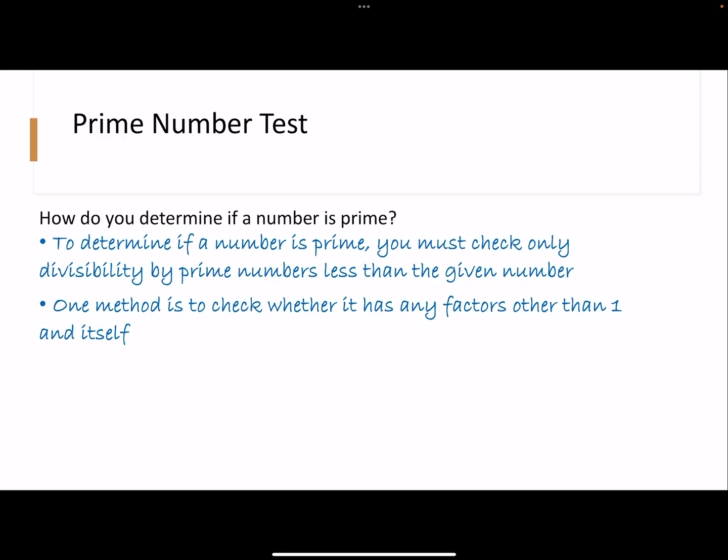Another method is just to make sure that it doesn't have any other factors other than 1 and itself. And again, here we're going to be applying some divisibility rules to see if there are other factors other than 1 and that number.